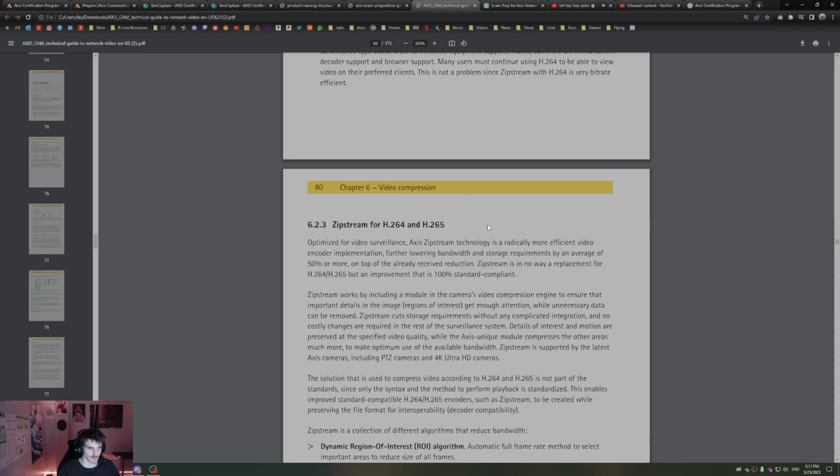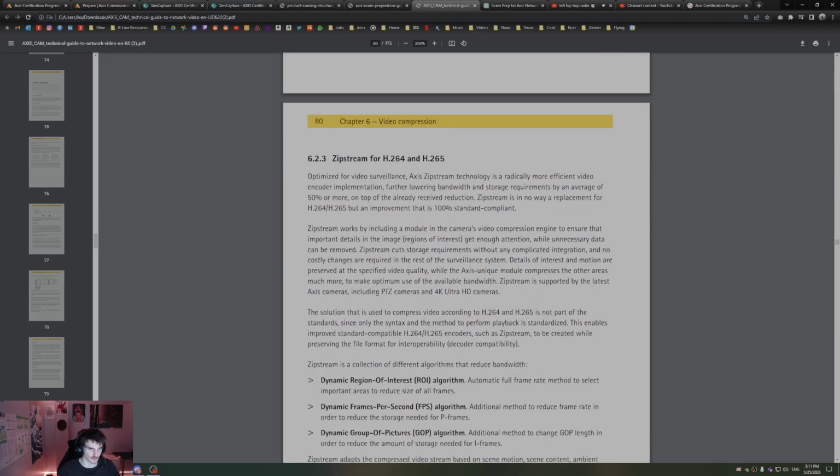Alright, ZipStream for these compression algorithms. Access ZipStream technology is a radically more efficient video encoder implementation. Further lowers bandwidth and storage requirements by an average of 50% or more. It's in no way a replacement, but an improvement that is 100% standard compliant.